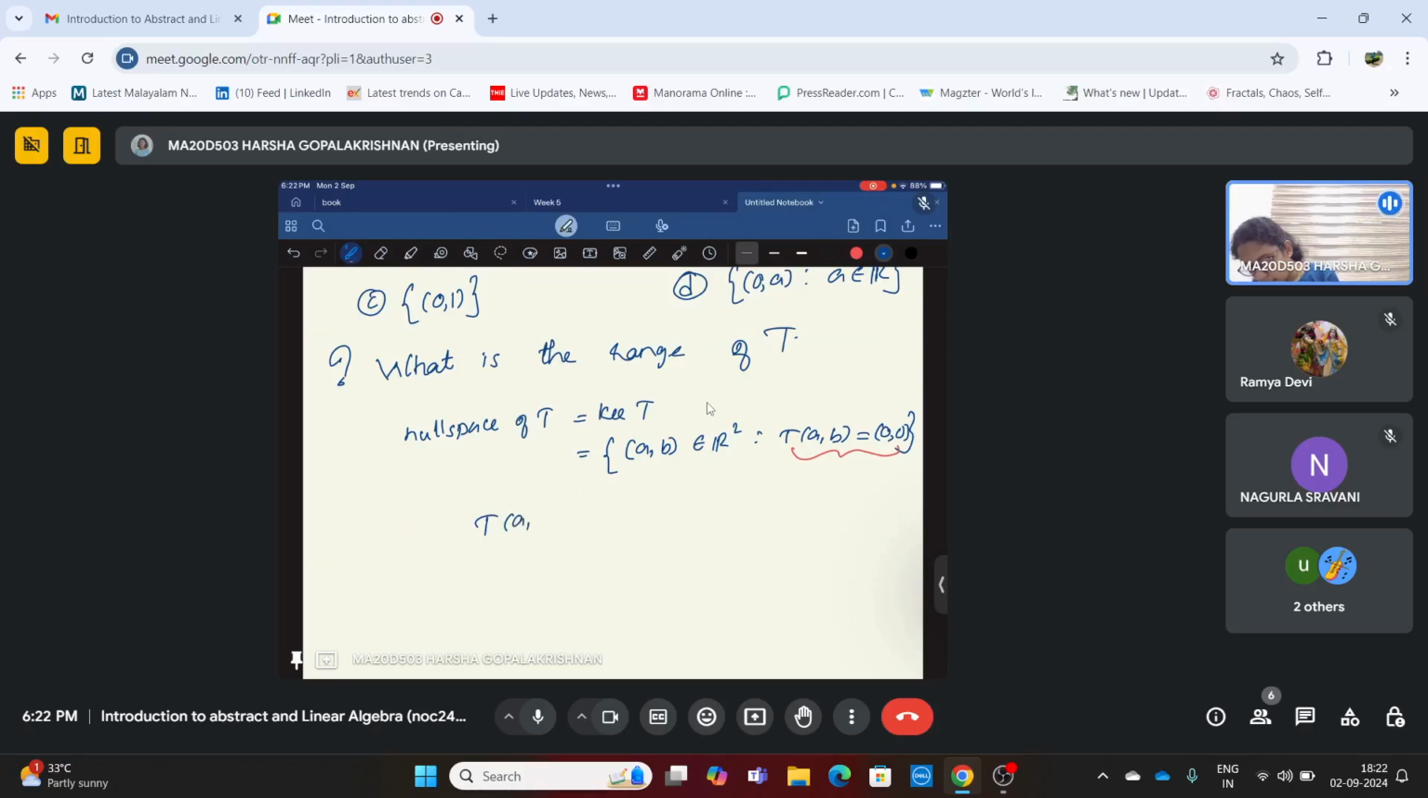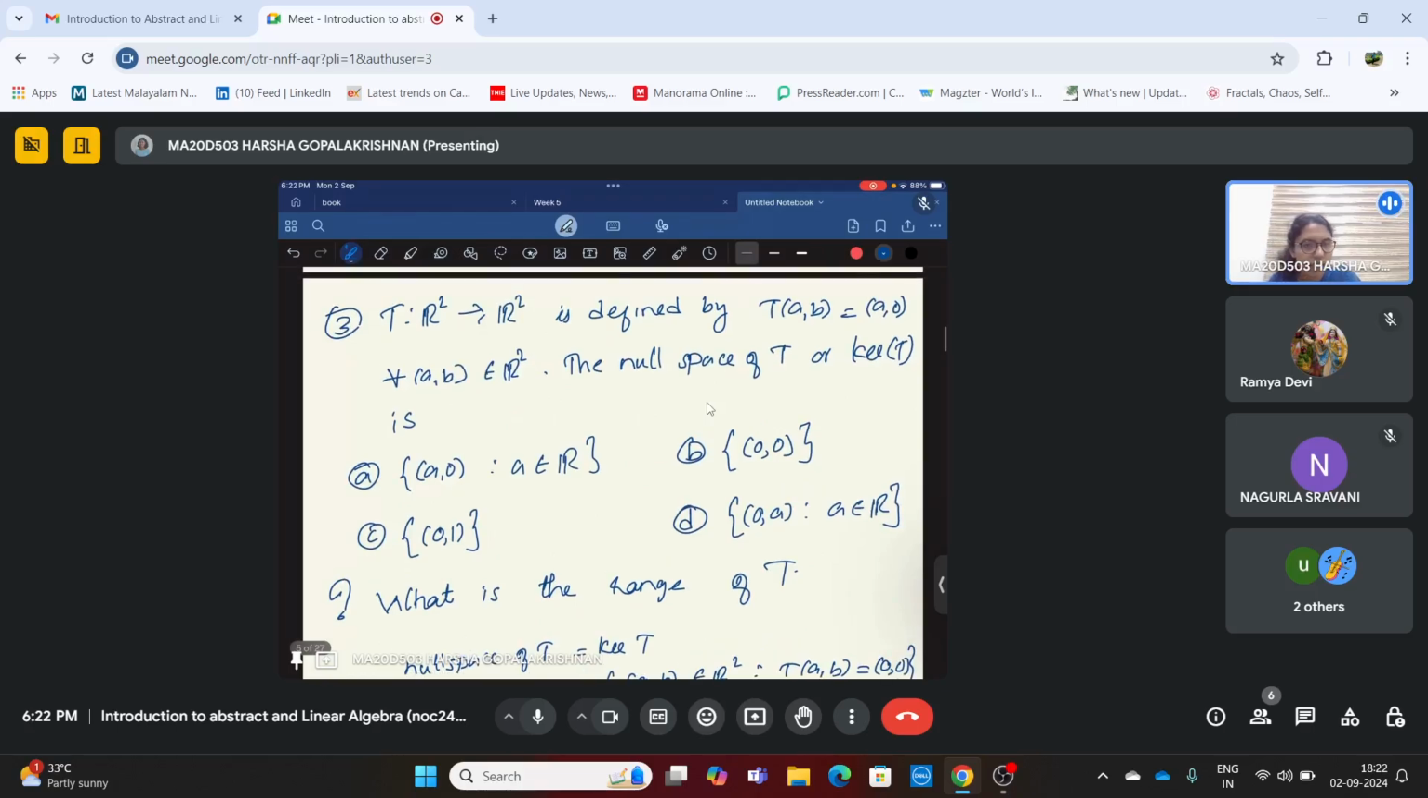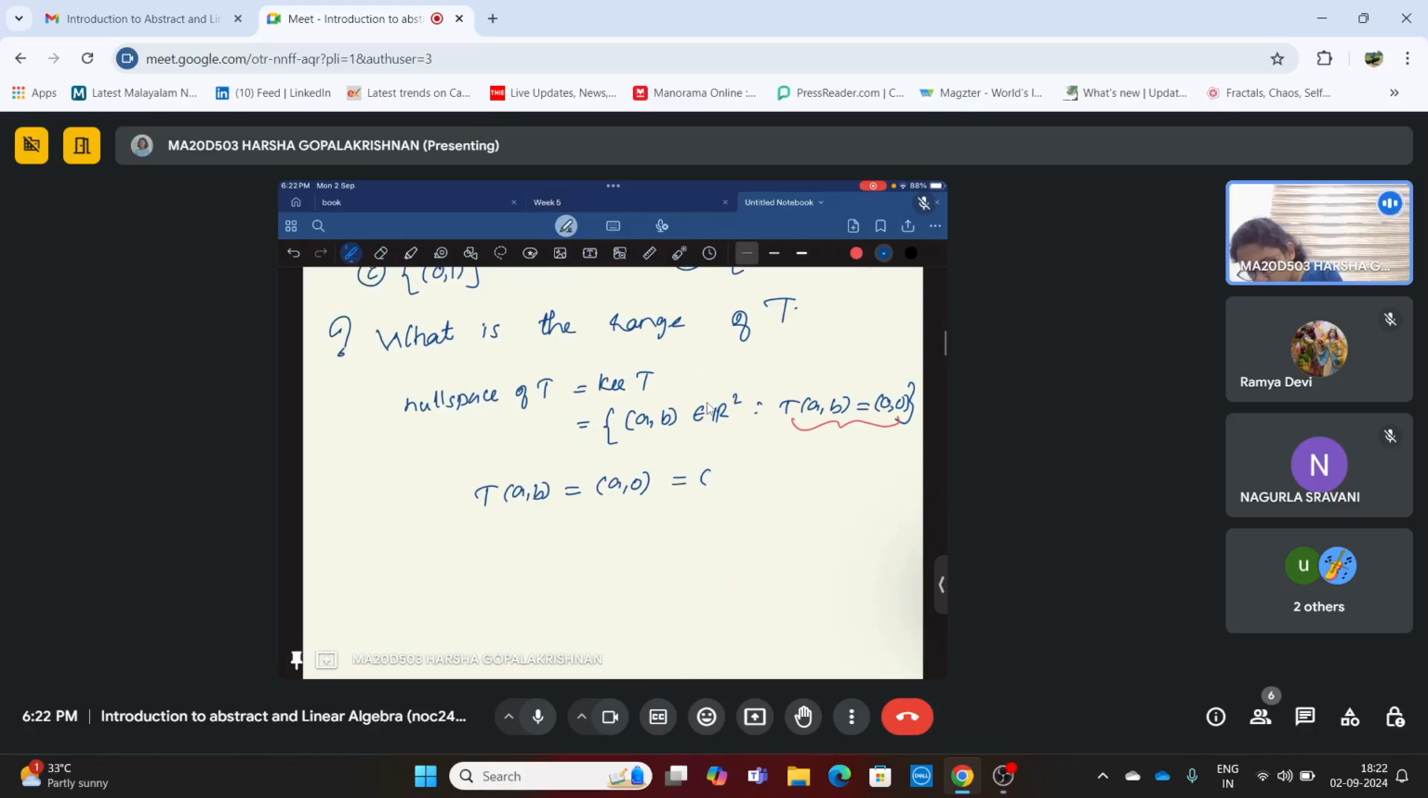We already know what T(a,b) is, it is defined as (a,0). What we need to find is all points in R2 such that T(a,b) equals 0. T(a,b) is (a,0), so (a,0) equals (0,0). What does that imply? a should be equal to 0. From this condition what we can extract is a equals 0. We didn't get anything about b. What does that mean? We can have any value for b.